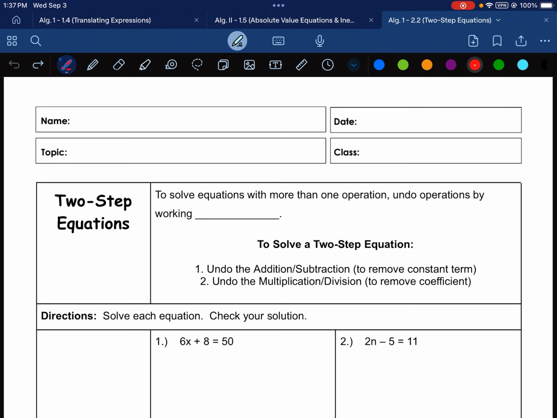So two-step equations, we have multiple operations going on, so we have to figure out what order we are going to be doing them. Now, typically when we're going through what order we do things in, we go back to PEMDAS: parentheses, exponents, multiplication and division from left to right, addition, subtraction from left to right. However, to solve equations with more than one operation, we undo operations by working backwards. Kind of like the difference between taking something apart and putting something together. You go in the opposite steps. So we'll reverse it to SADMEP, where typically we undo the addition and subtraction first, and then we undo the multiplication and division.